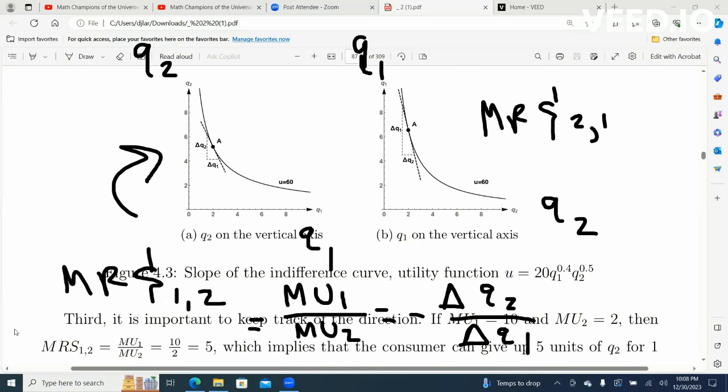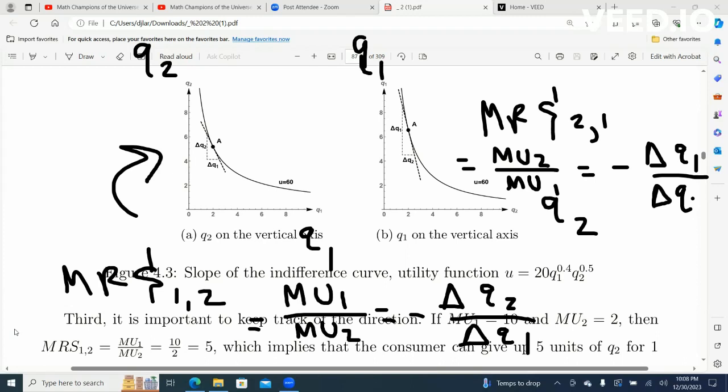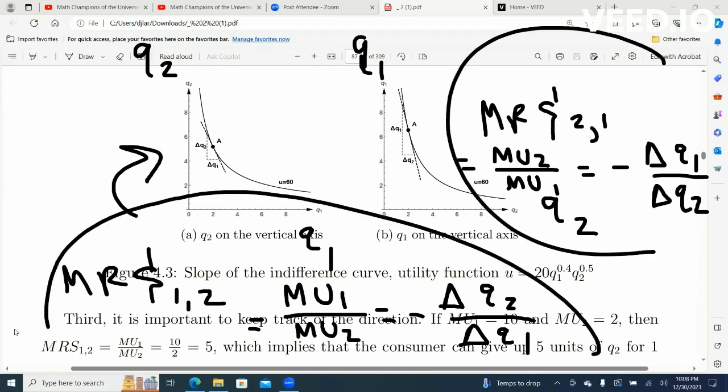So everything is literally just flipped for this one. This would be marginal u2 over marginal u1 equals negative delta q1 over delta q2. So they are the exact same thing, just the convention is flipped. If we erase anything too quick, we can always just go back in the video. But that has nothing to do with math. All of that is literally just the convention or the notation thing.